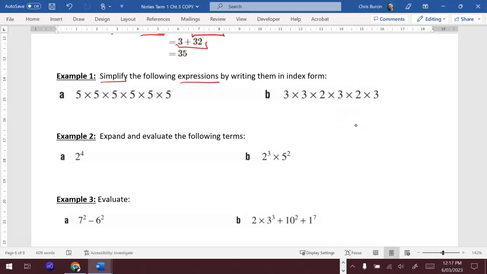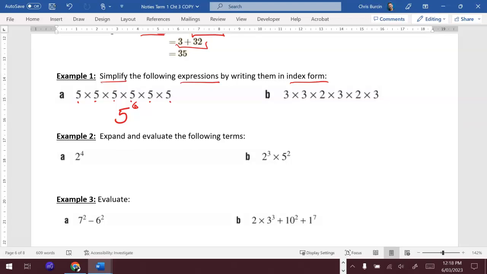Simplify the following expression by writing it in index form. So we're going to end up with an index. So 5 times 5 times 5 times 5, rather than working all that out, in index form, we write the base number 5, that's the number that's repeatedly multiplied, and we count how many there are. 1, 2, 3, 4, 5, 6. So this is 5 to the power of 6. I made that look a little better, 5 being bigger and the 6 being smaller.